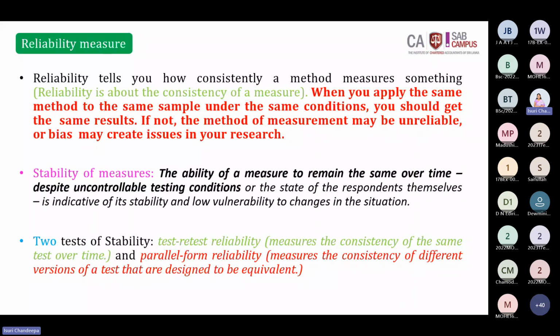What do you mean by reliability? Consistency. Whether your measurements are consistent. Even if you give the questionnaire to person A and person B, your answers are consistent. Or if you give the same questionnaire to person A twice, the answers may be the same. There is that kind of chance. You need to measure reliability. When you apply the same method to the same sample under the same condition, you should gain the same results.